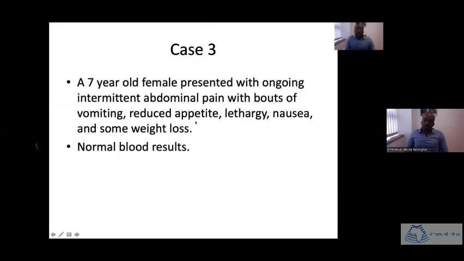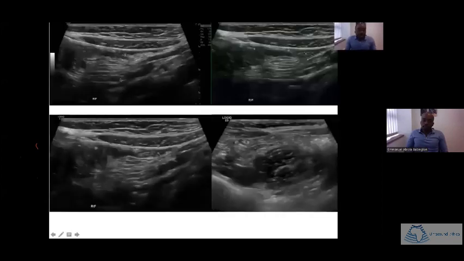So case three, a 7-year-old female presented with ongoing intermittent abdominal pain and bouts of vomiting, reduced appetite, lethargy, nausea and weight loss. However, her blood results were normal. So this was a pediatric case. And here we can see the appendix there. Sometimes when normal, it can be like that too. But like I said earlier, it's quite nice to be able to image it confidently because that helps prevent any further investigation like carrying out a CT scan on a 7-year-old.